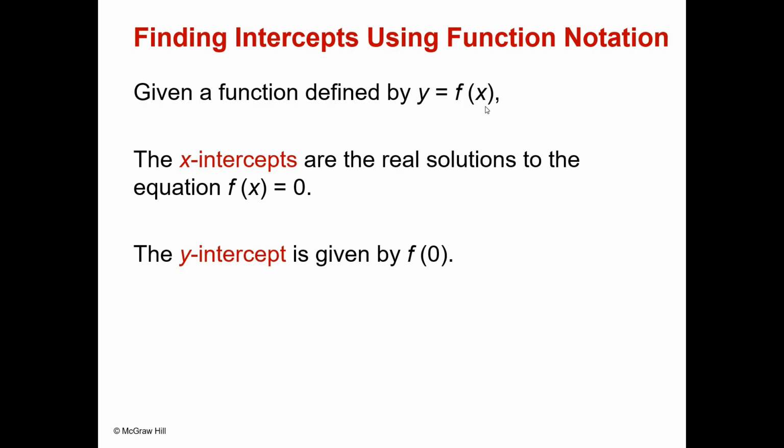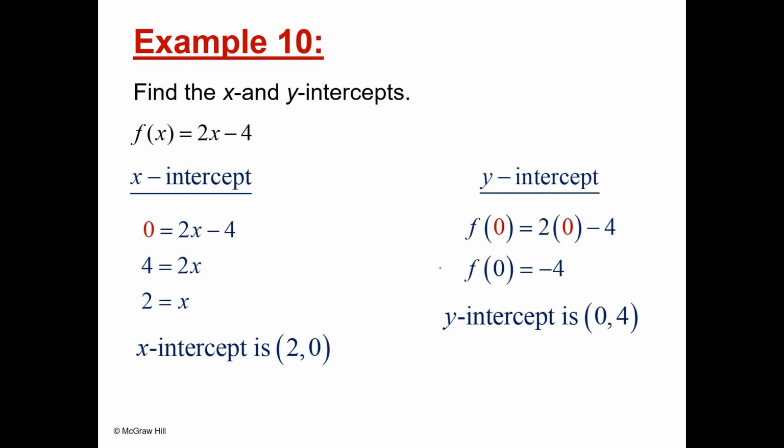In the previous part, we introduced this function notation, and we said that y is equal to f of x. To determine the x-intercept, we take f of x equal to 0. To determine the y-intercept, take x equal to 0 and replace it in the function. So to determine the x-intercept, take f of x equal to 0. To determine the y-intercept, take f of 0.